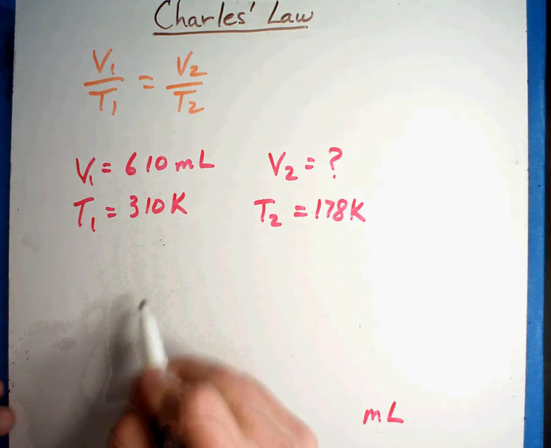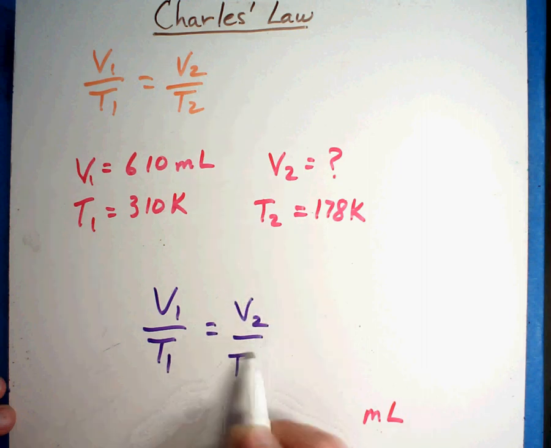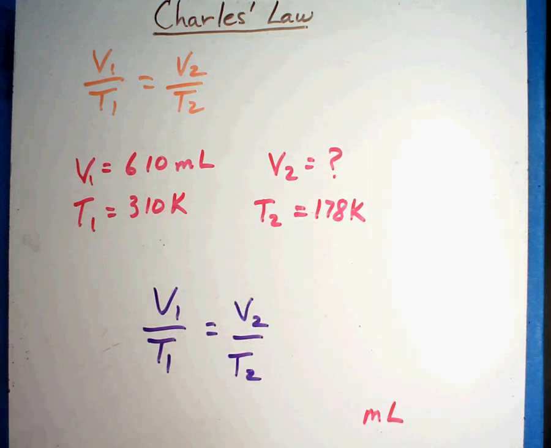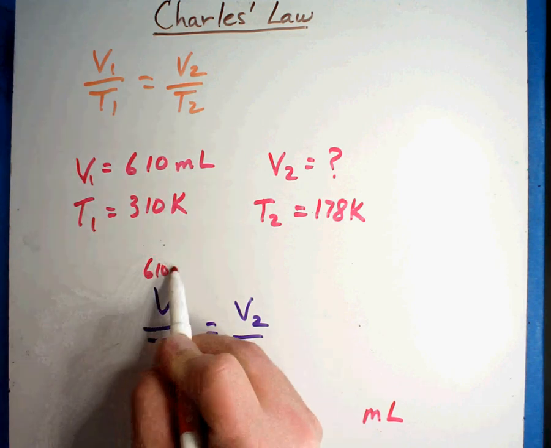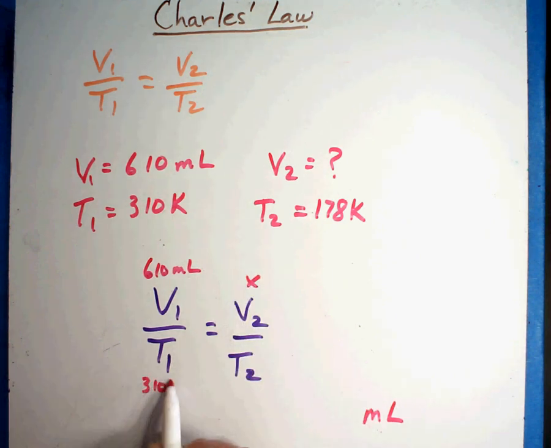So let's write the formula, V1 over T1 equals V2 over T2. Quick hint, the most common thing I see students make mistakes on, they don't write the formula, they just try to work it from memory. Plug the numbers where they go and see what you get so that you get it right every time. 610 milliliters, there's my X, 310 Kelvin, and 178 Kelvin.